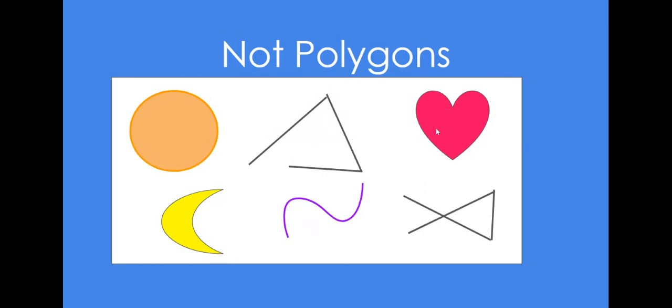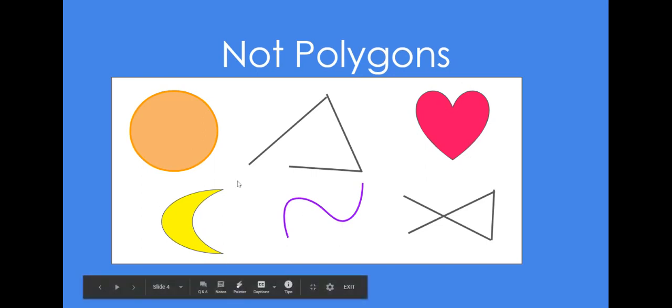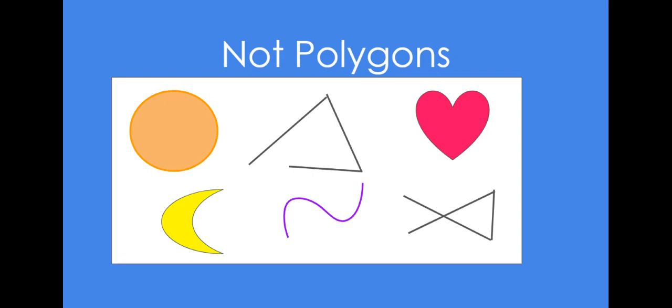This heart is not a polygon because it does not have all straight sides. Neither does this. This is definitely not a polygon. It's not even a shape. And this right here is not a polygon because those lines right there cross. And when the lines cross, it is not a polygon.